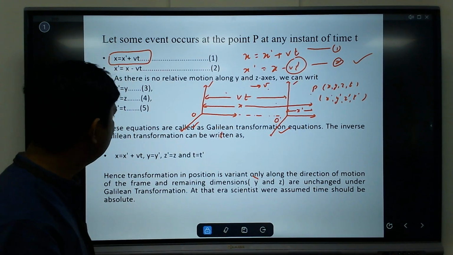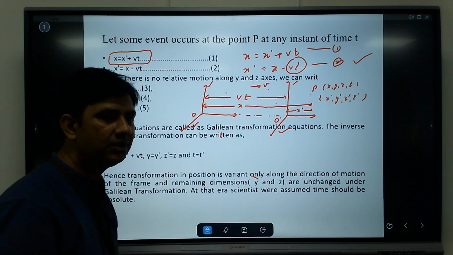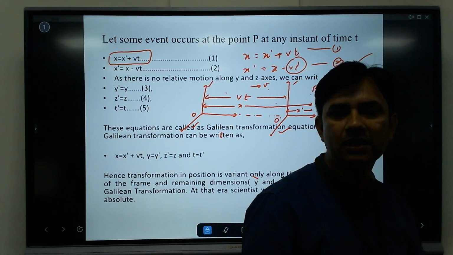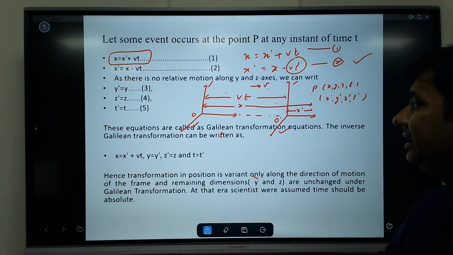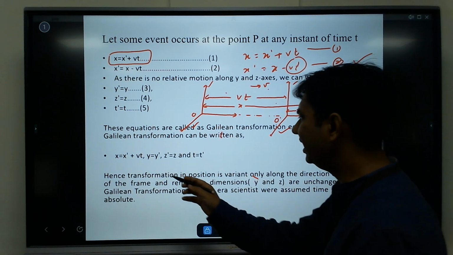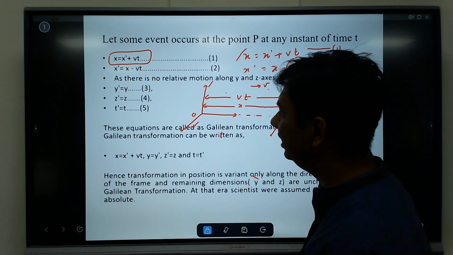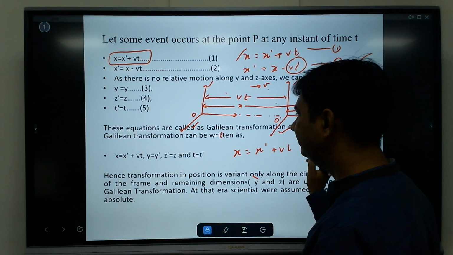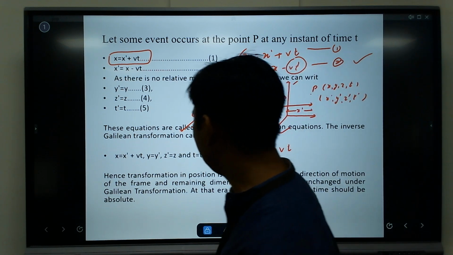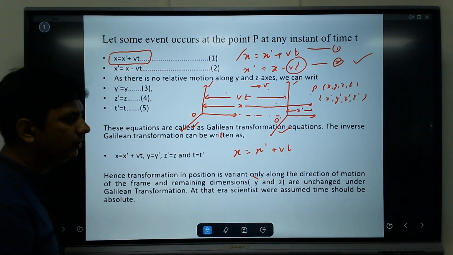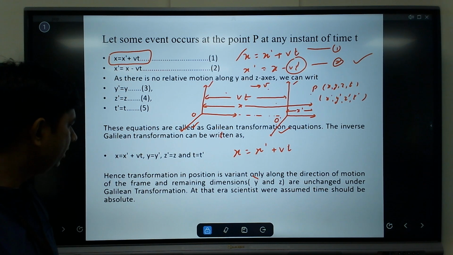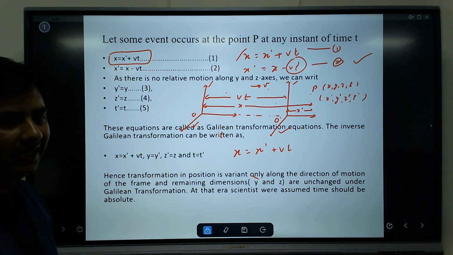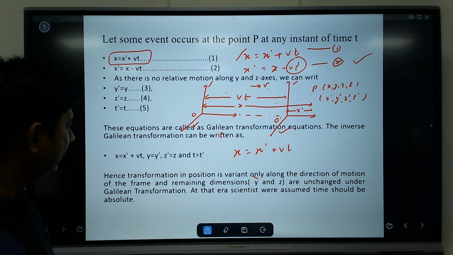Okay. Now these equations are called the Galilean transformation equations, and the inverse Galilean transformation can be written as, this is the same thing. As we have explained earlier, we can write it as x is equal to x dash plus vt. Hence, the transformation in position varies only along the direction of motion of the frame, and the remaining dimensions y and z are unchanged under Galilean transformation.